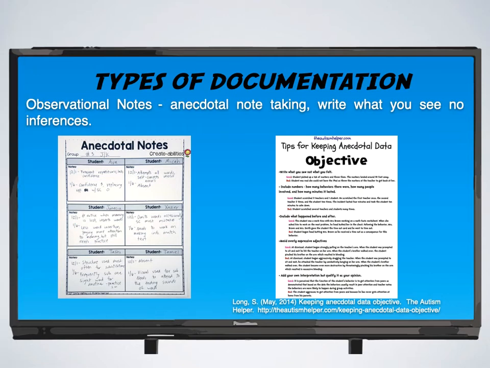Observational notes. Anecdotal note-taking. Write what you see, no inferences. Everybody has their own way of taking notes. So whatever you use and you're comfortable with, use it. I did find this website, the Autism Helper, and on it they had some tips. It's entitled Tips for Keeping Anecdotal Data Objective.